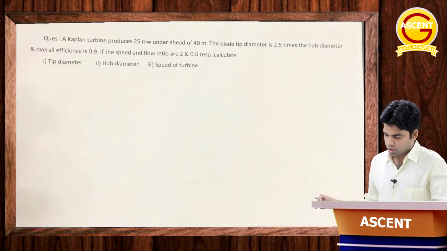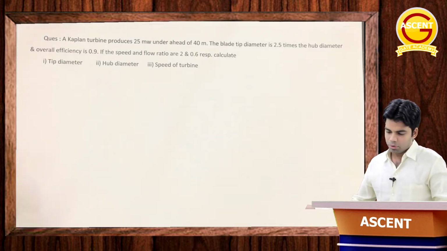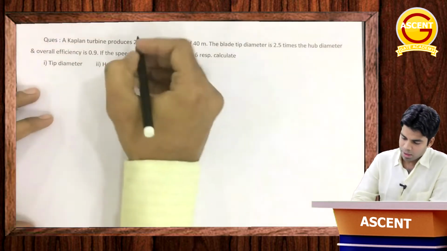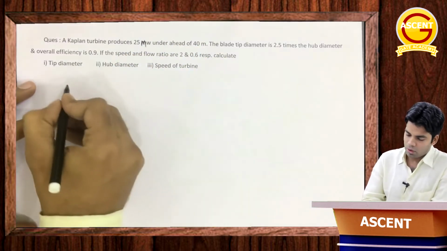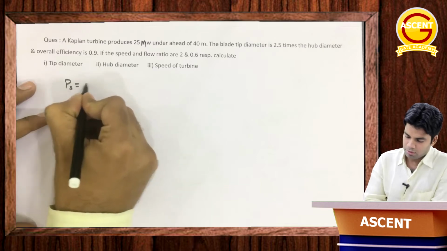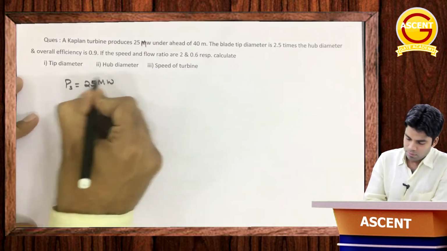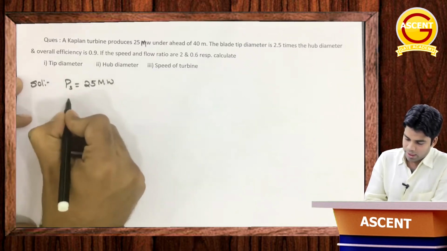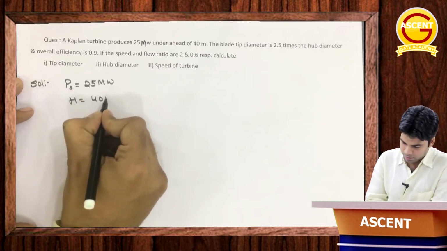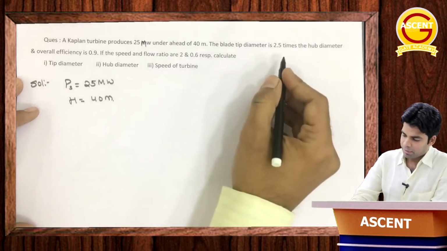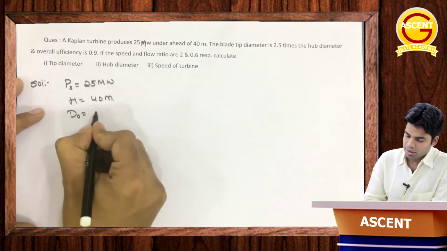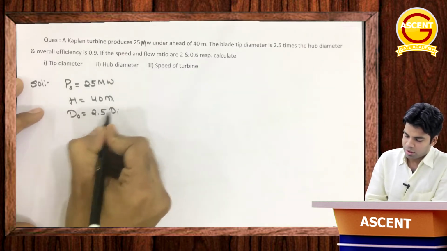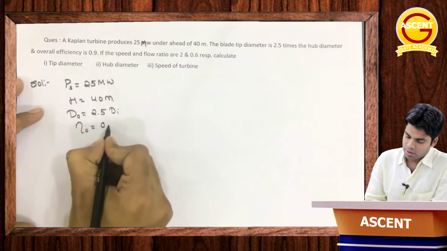Okay, so the question says a Kaplan turbine produces 25 megawatt power under a head of 40 meter, okay. The shaft power is given as 25 megawatt, head is given as 40 meter. The blade tip diameter is 2.5 times the hub diameter. That means outer diameter is 2.5 times of inner diameter. Overall efficiency is given as 0.9.